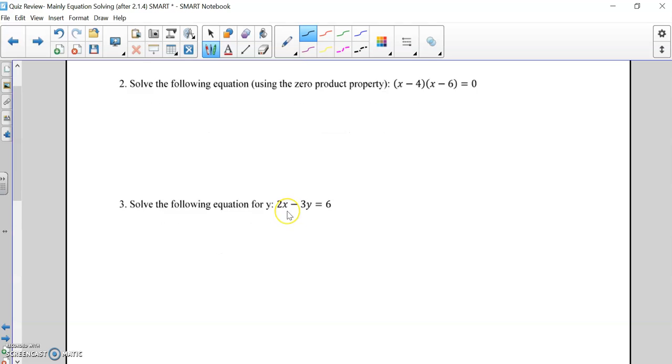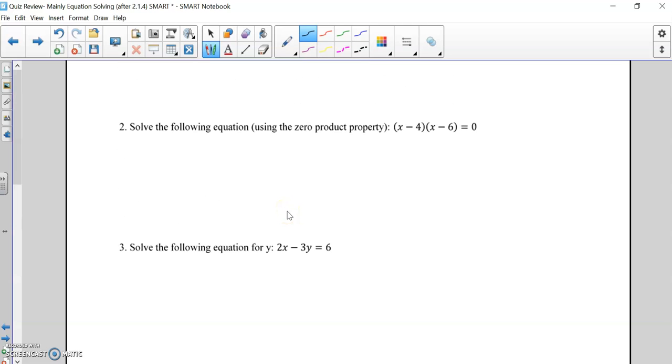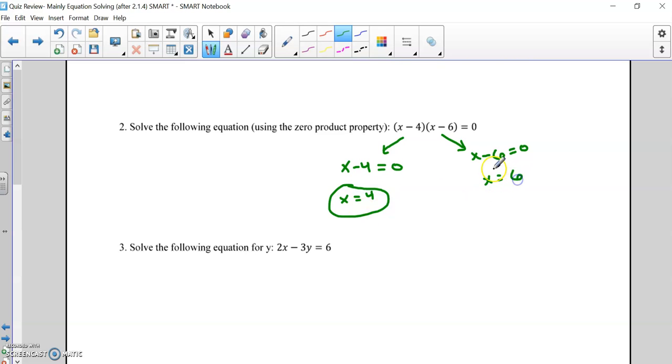All right, and then I have two more examples that I want to do with you. This one is just zero product property. We kind of went over it with the factoring example. You've got to just set each one equal to 0. X minus 4 equals 0. X minus 6 equals 0. Once you solve these two equations, you get x equals 4 and x equals 6.